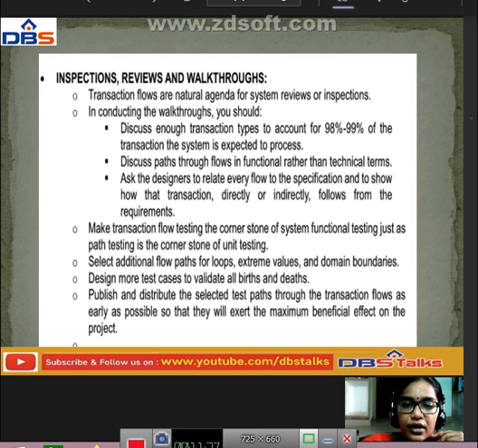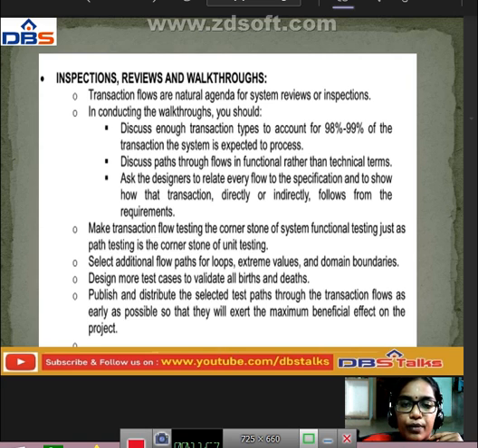You have to select what are the additional flow paths that we are going to take, and you have to select the loops, extreme values and domain boundaries. You have to select each and everything. And next, you have to design more test cases and validate all the births and deaths. The transaction where it is started, we can say it as a birth. The transaction where it is ended, we can say it as a death.